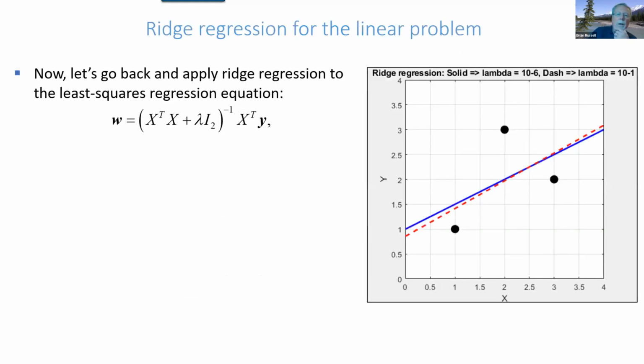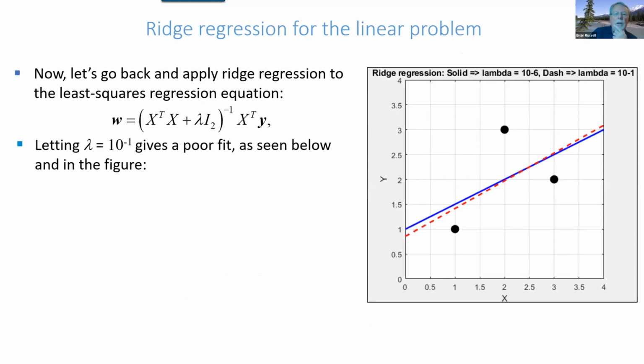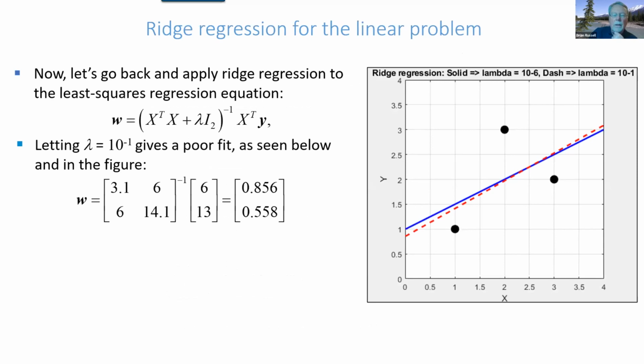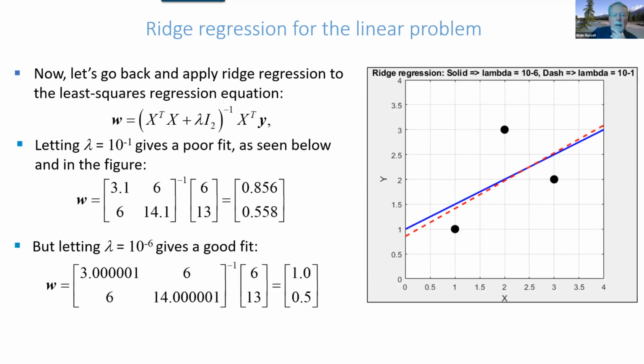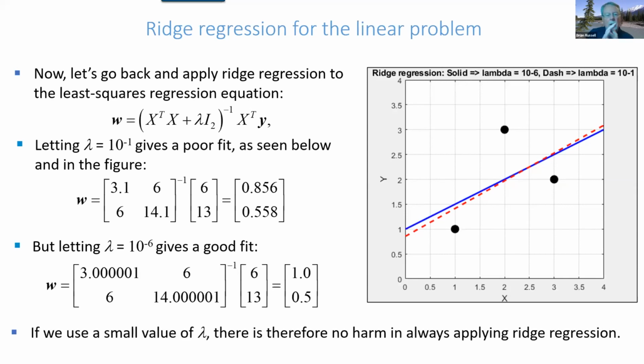So let's go back and apply ridge regression to our earlier problem where I didn't apply ridge regression. So if I use 10 to the minus 1.1, it gives a very poor fit. It's that red dashed line and coefficients aren't correct. But if I use 10 to the minus 6, I get pretty much the exact answer, 1 and 0.5. So my point here is, it never hurts to apply ridge regression. And in fact, we know that in geophysics. Even if we don't suspect we have an unstable or underdetermined problem, we always apply a little bit of pre-whitening.